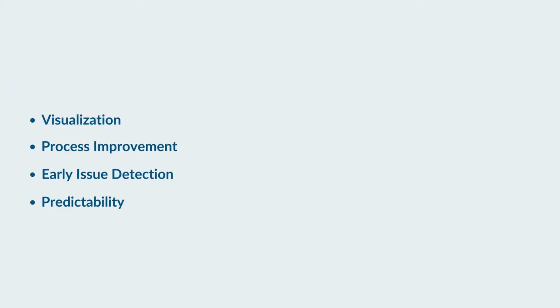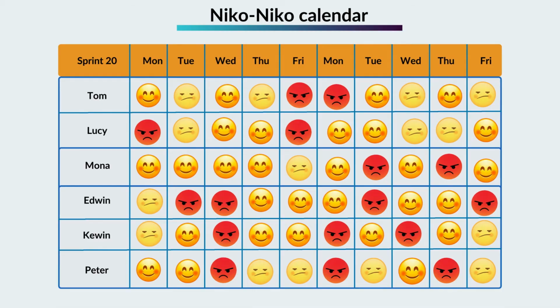Nico Calendar. The Nico Calendar is a unique and innovative tool used in Agile and Scrum teams to gauge the emotional state and well-being of team members. It encourages open communication, reflection, and can be a powerful motivator for team dynamics and determination. Here's how the Nico Calendar works.